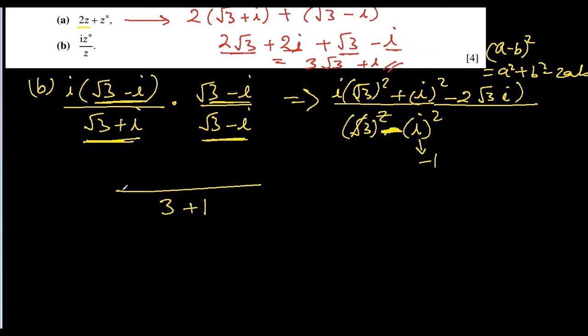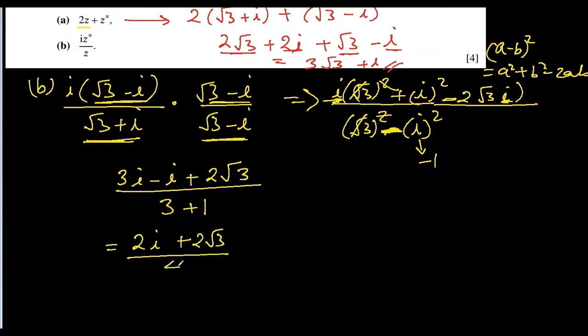Alright, we rationalize the denominator. Let's multiply this i with each one now. First of all, this will cancel out, so we'll be left with 3i. i square is minus 1, so minus 1 times i is minus i. Next is minus 2 times square root 3 times i. So this i times this i will be minus 1, and multiplied by 2 square root 3 will be positive 2 square root 3. Let's see what simplified form we get. 3i minus i is 2i plus 2 square root 3 divided by 4.